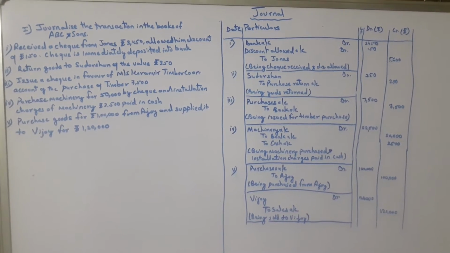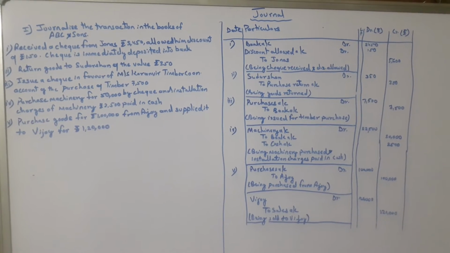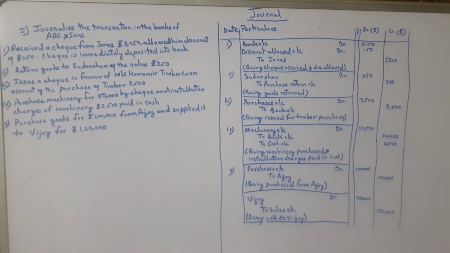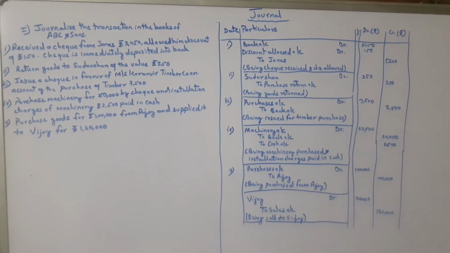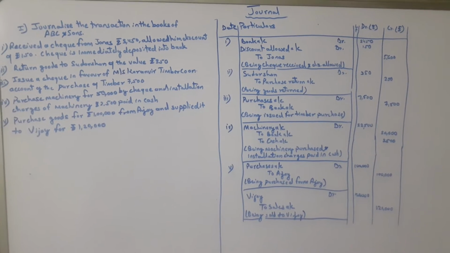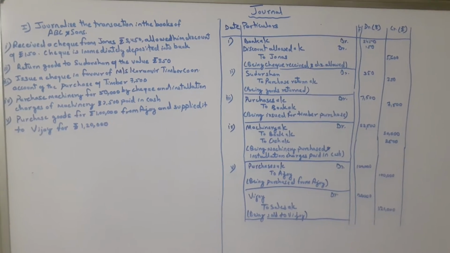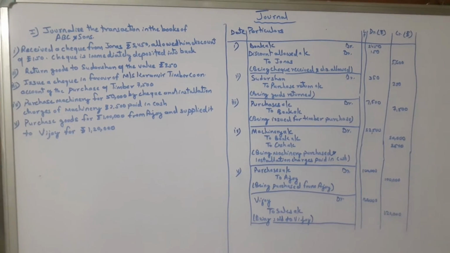Bank account is debited. The reason is the statement which is mentioned here. The check is received and it is immediately deposited into bank. Therefore, the bank balance gets increased, right? And hence, bank account debited, discount allowed debited to Jonas. And the narration is being check received and discount allowed. Second point, return goods to Sudarshan of the value 350 rupees.